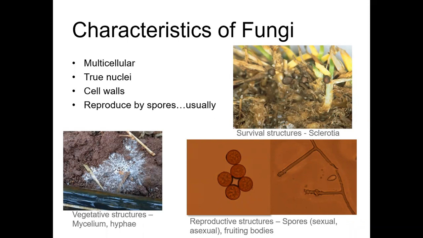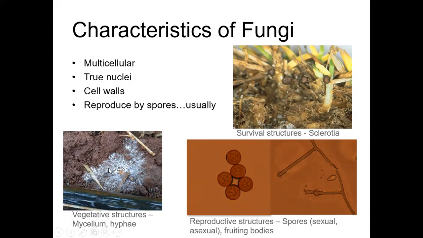And since fungi are our main group of attackers, I guess you'd say, they're characterized as multicellular organisms that contain true nuclei. They have cell walls and typically reproduce by spores. Some parts of the fungi may be visible to the naked eye, while others are microscopic. So the basic fungal structures consist of a vegetative body composed of hyphae, which are collectively termed mycelium.